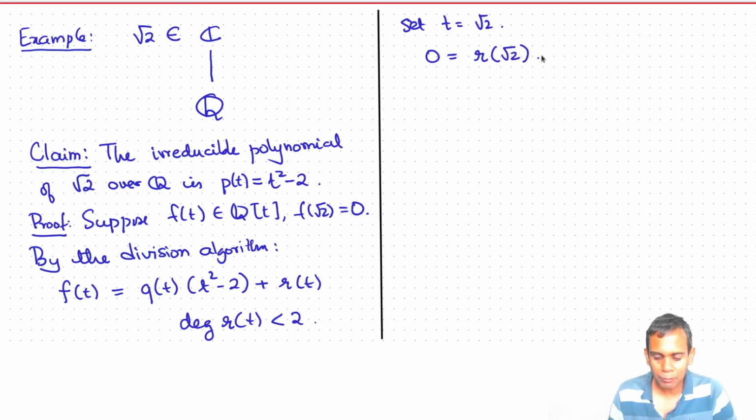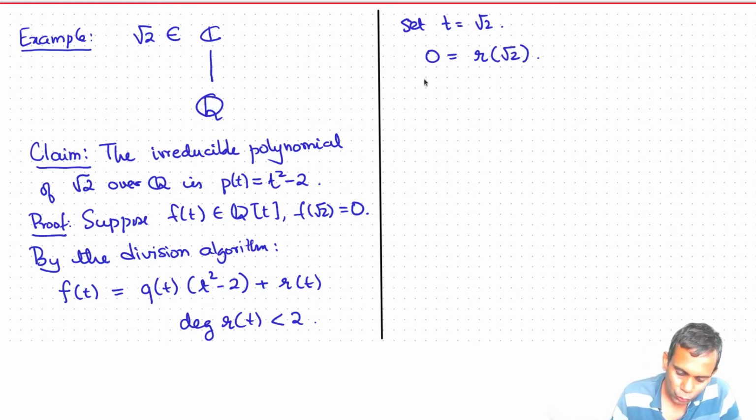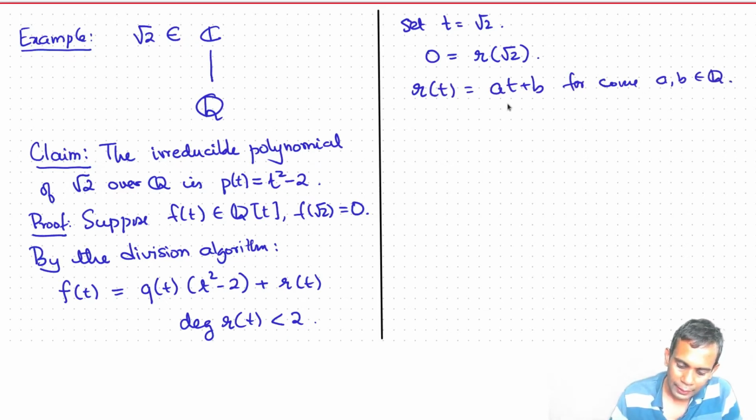So r is a polynomial of degree less than 2, which means that r is at plus b for some a, b in Q, and what we have is r(root 2) is 0. That means a root 2 plus b is 0. But this contradicts the fact that root 2 is an irrational number.